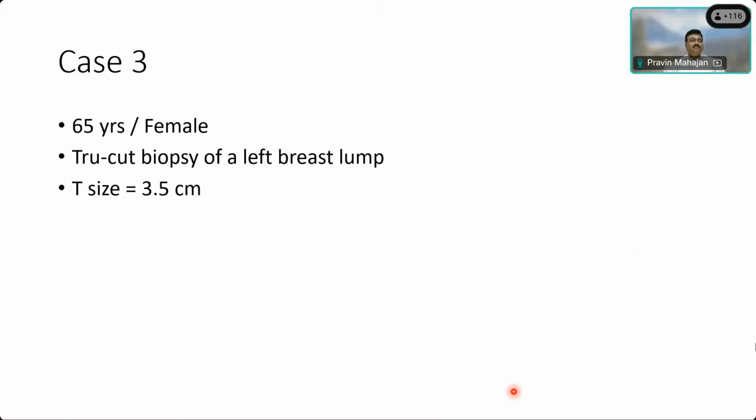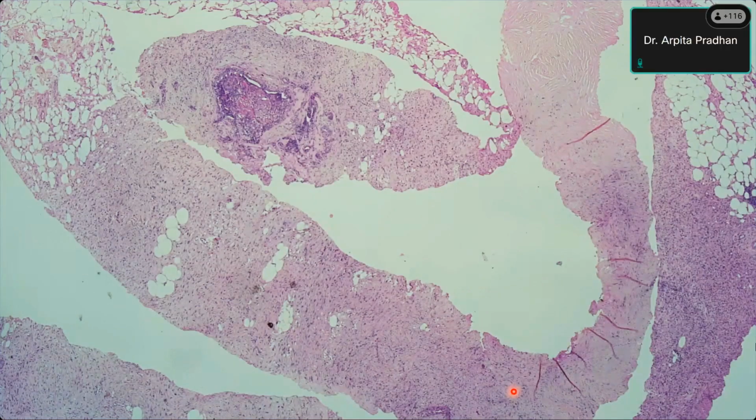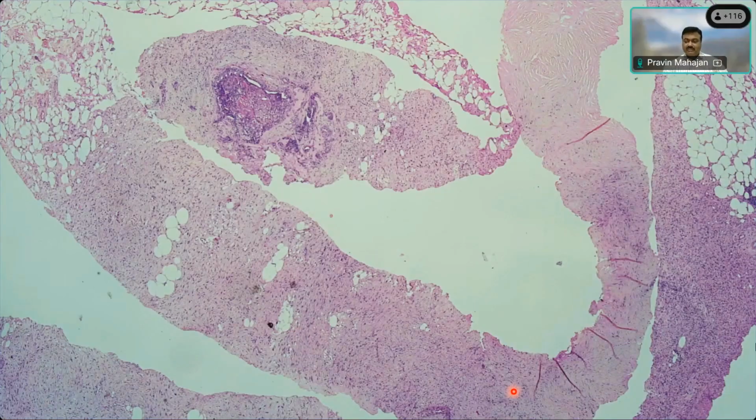Case 3, she is a 65-year-old lady having a left breast lump of size 3.5 centimeter. With the circulation of these slides, you can make out that these are cores of the biopsy. That means it is something like an ultrasonography guided biopsy, a true cut biopsy, which is done. Who wants to do this? Anybody else? Arpita has done. Anugrah has done. Anybody else? Sagarika or Sagar or somebody else wants to do this?